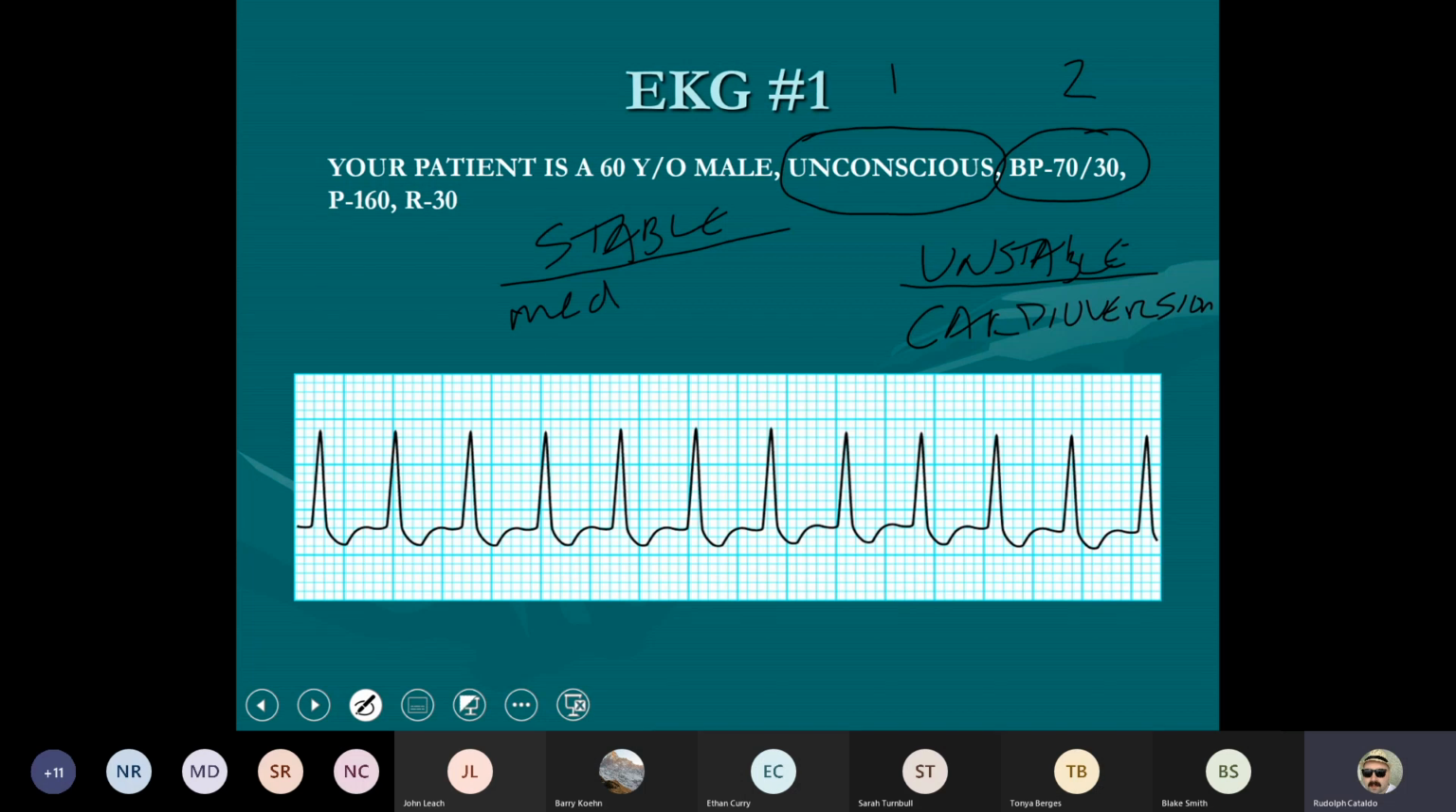What med do I give this person? Adenosine. Okay. What is my first dose of adenosine? It is 6 milligrams. What's my second dose? 12.